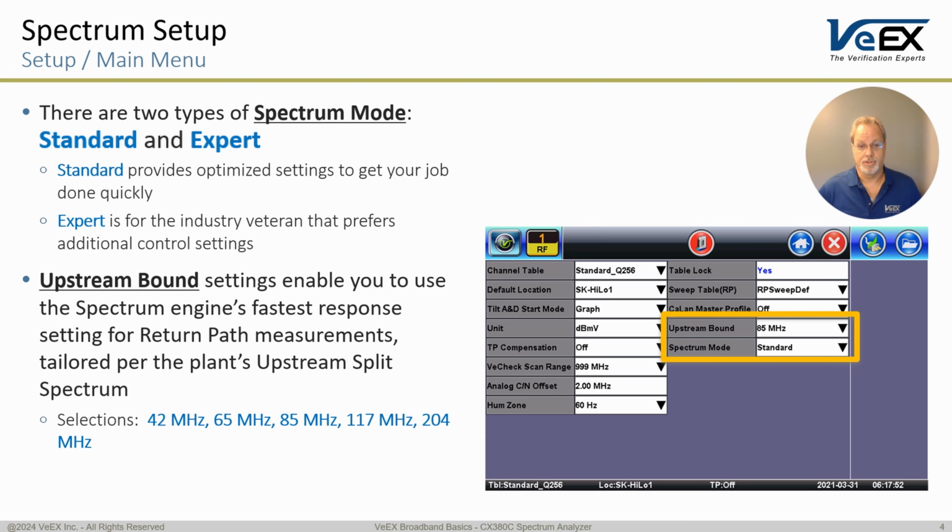Upstream bound, which is short for upstream boundary, enables the user to set the upstream parameters that are used and will set the upstream engines to the fast and best performing setup to capture upstream activity. Presets include 42 MHz, 65 MHz, 85 MHz, 117 MHz, and high split of 204 MHz.